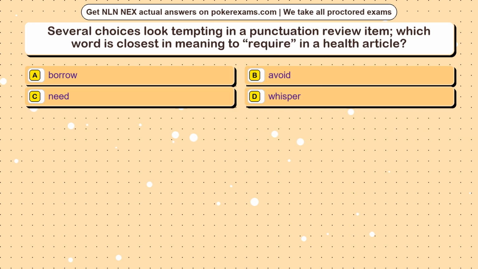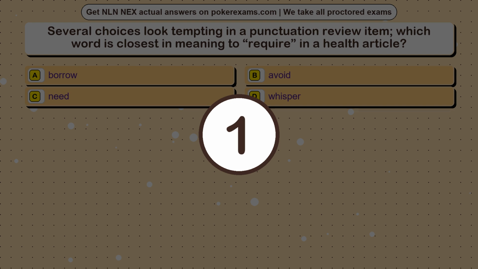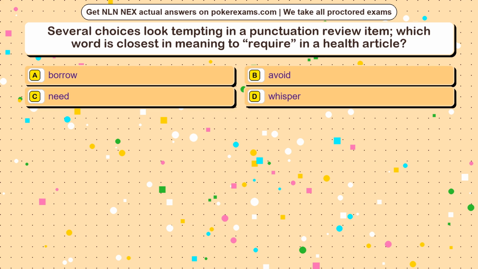Question 12. Several choices look tempting in a punctuation review item. Which word is closest in meaning to require in a health article? Option A, borrow. Option B, avoid. Option C, need. Option D, whisper. The correct answer is option.